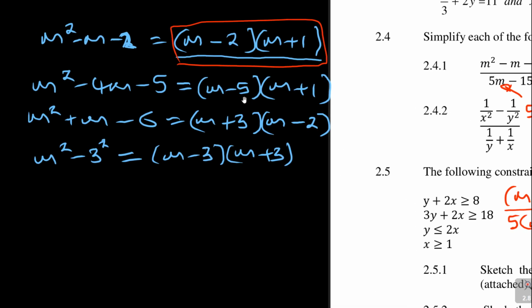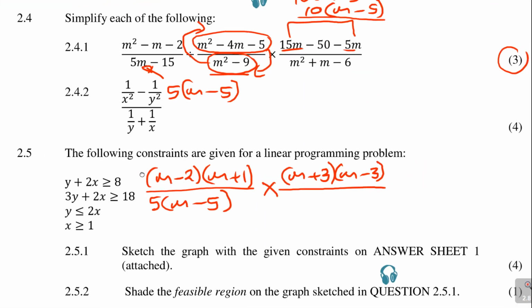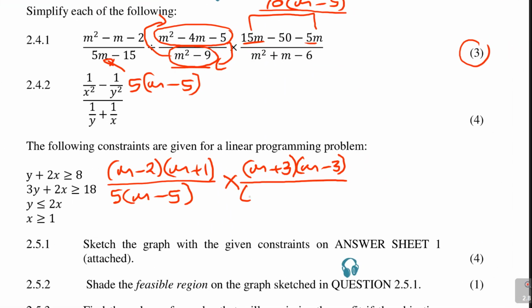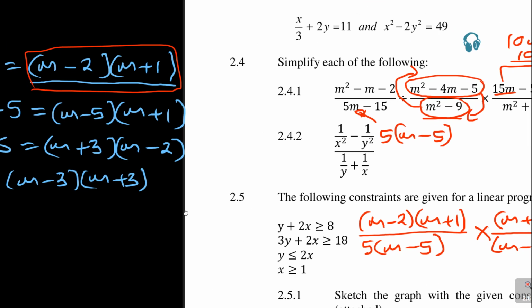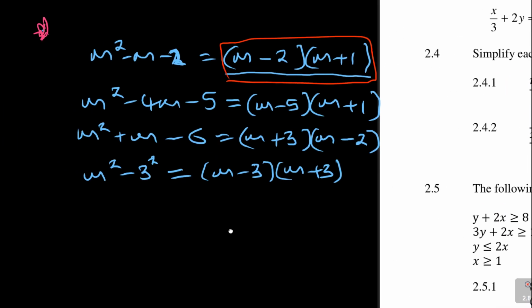M squared minus... is m minus 5, m plus 1. So this one is m minus 5, and then you've got m plus 1, and then it goes on to say times the one on top there, because it's already multiplying. We said it was simple: 10 bracket m minus 5 all over. See, it takes time, but it's just factorization. They don't give it many marks.